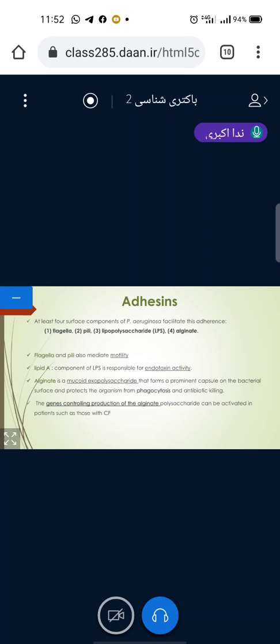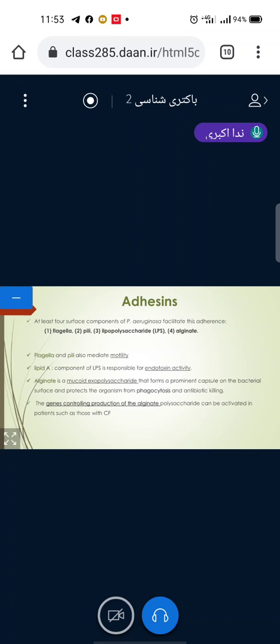Flagella and pili, in addition to attachment, mediate motility in Pseudomonas aeruginosa. It means they have 2 responsibilities. One of them is attachment, and the other one is motility. Lipid A is one of the components of LPS and is responsible for endotoxin activity. Endotoxin activity is a virulence factor of Pseudomonas aeruginosa.